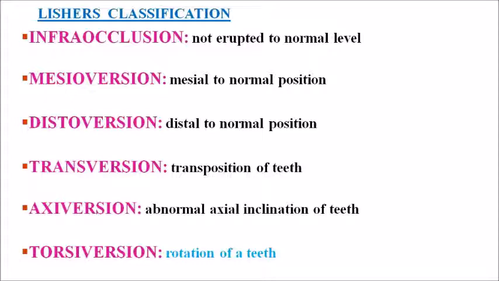So other terminologies you can remember more easily, because supra, infra occlusions is like if it is beyond the occlusal level, supra, not up to the occlusal level, it is infra. Mesio and distoversions, mesial to normal position, distal to normal position. Now transversion, trans is referring to transposition. So transversion is transposition of the teeth, and axiversion is abnormal axial inclination. But torsiversion, you will be a little bit confused. So please always remember, torsiversion is referring to the rotation of a tooth.